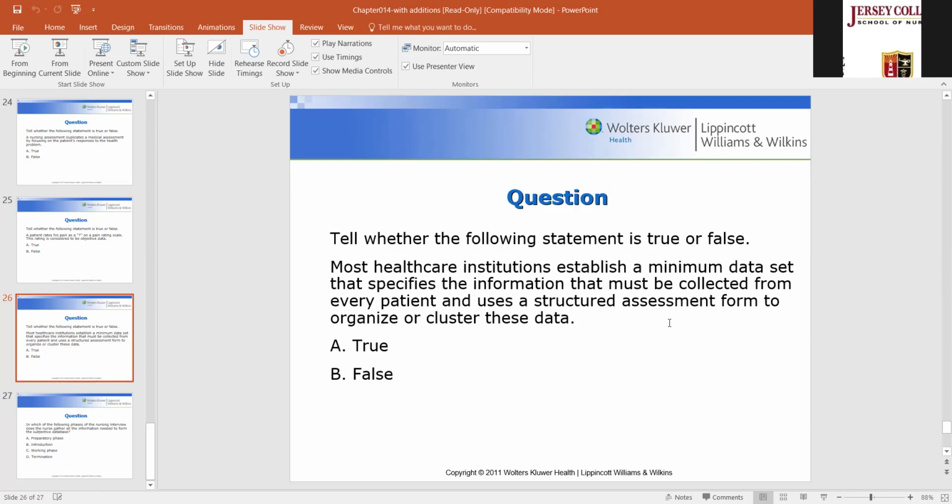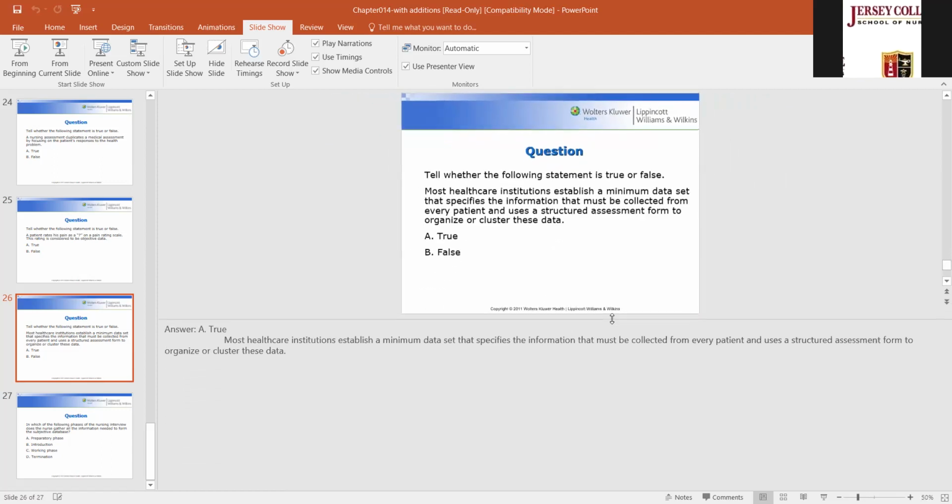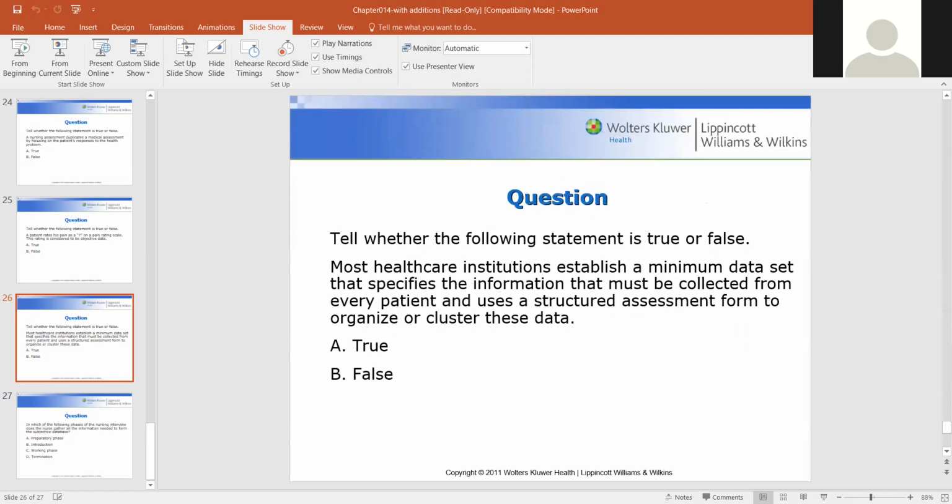It's criteria that's listed by your institution or wherever you're working. And there's certain stuff that they want you to collect based on why you're seeing that patient. Is it vital signs, temperature, weight? It could be vital signs, temperature, but it also could be some sort of documentation as well that's inclusive. But it would be the minimum amount of information that they would expect you to collect at each encounter based on this structured assessment form. So this is true.